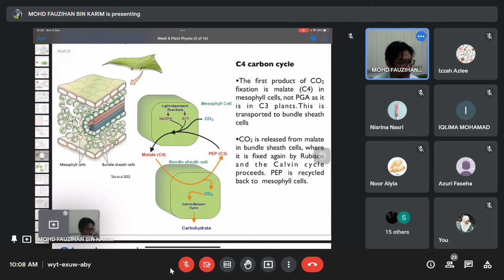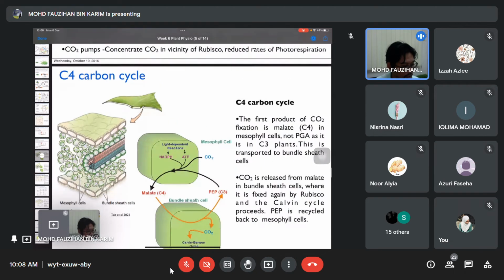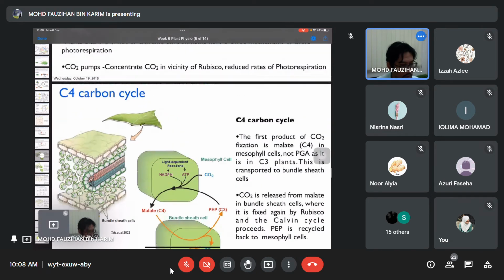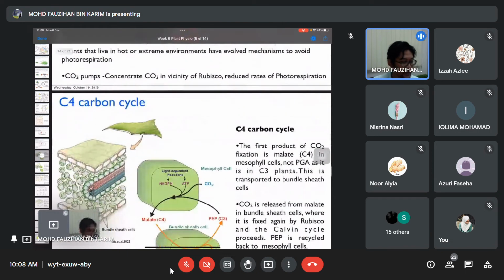Okay, I will tell you about C4 first. C4, C3 is a method of how plants have their own system to reduce the photorespiration process, right? How they can exclude the photorespiration process.